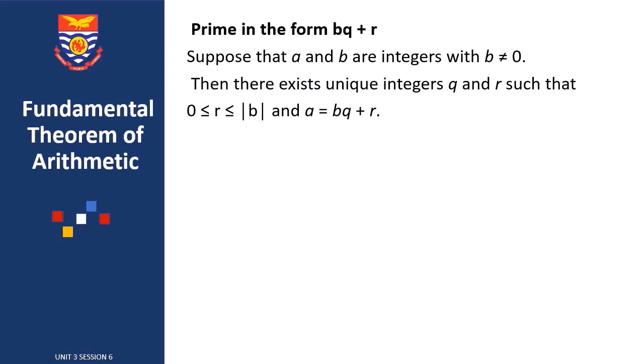Now, prime in the form a equals bq plus r. Remember the remainder theorem: suppose that a and b are integers with b not equal to 0, then there exist unique integers q and r such that r is in the interval with b positive. So this condition holds: a equals bq plus r. This is something we have done already, so we leave this one for you to go ahead.